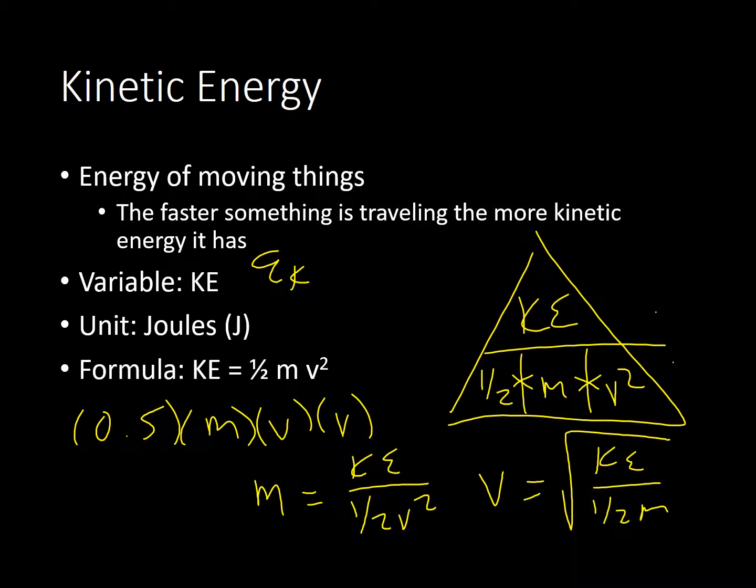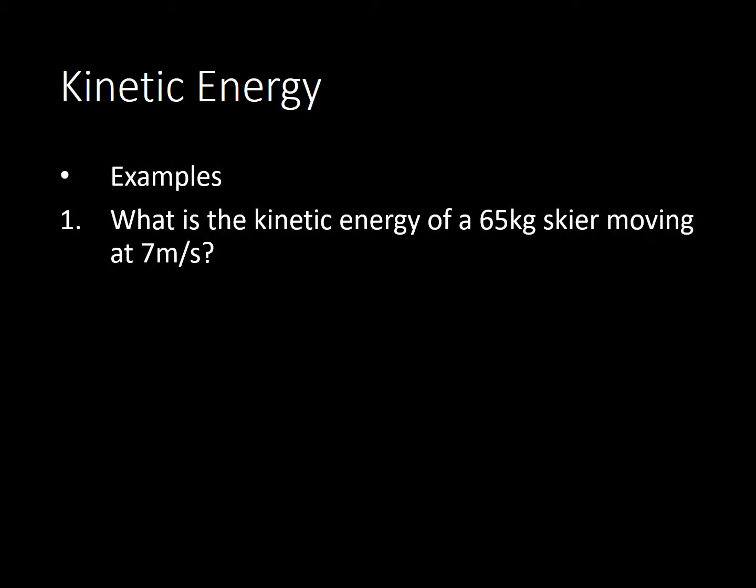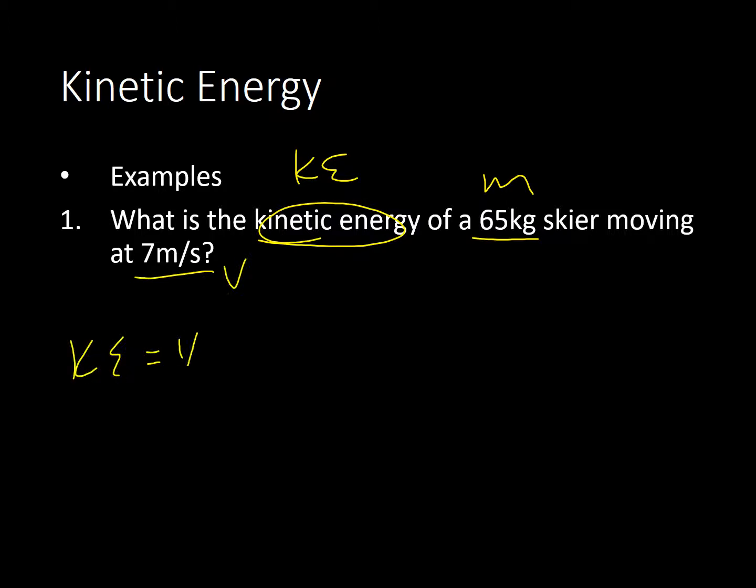So now let's take a look at some example problems. Number 1, what is the kinetic energy of a 65 kilogram skier moving at 7 meters per second? So we're going to start with identifying. Kinetic energy is what we are solving for, so that's KE. 65 kilograms, that's a mass, and 7 meters per second, that's a velocity. So step 2, we write the formula, KE equals 1/2 mv squared.